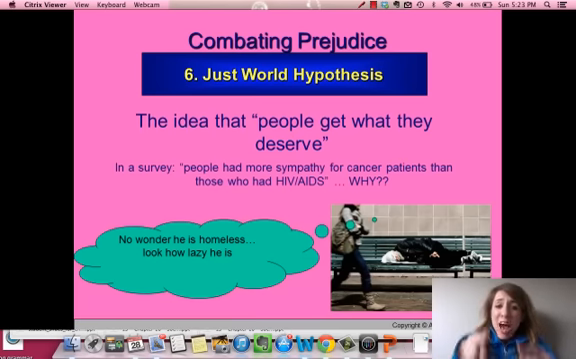And so if something bad happened to you, it must be because you deserved it, because the world is just and fair, and good things don't happen, or bad things don't happen to good people.